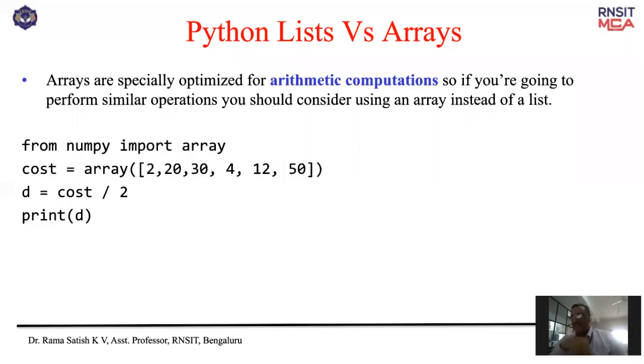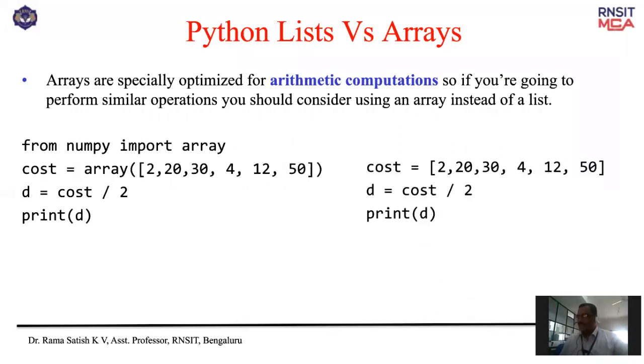See here, I am creating an array using numpy. I have created an array, cost is equal to something I have just taken. If I divide cost by 2, what happens? All the elements get divided by 2 by default. It applies to every element. If you do it for the array, it is applicable for all the elements. Whereas in the case of a list, it is not the case.